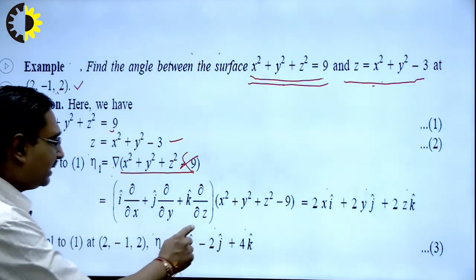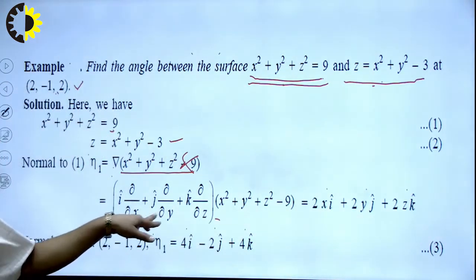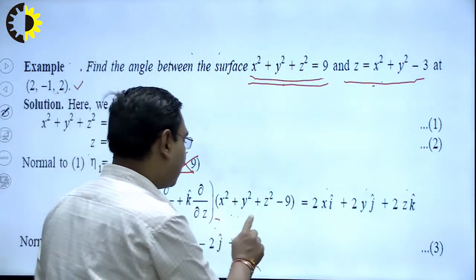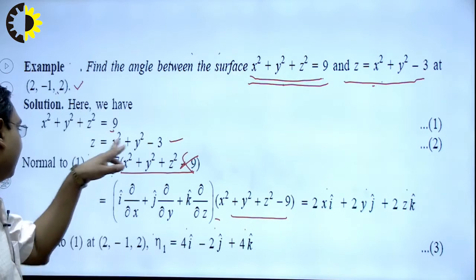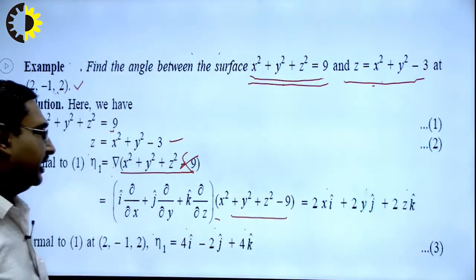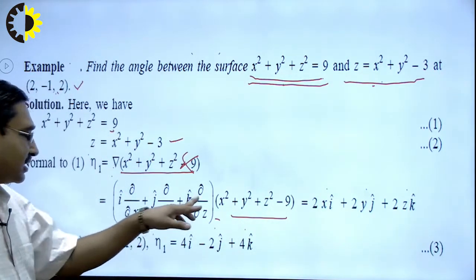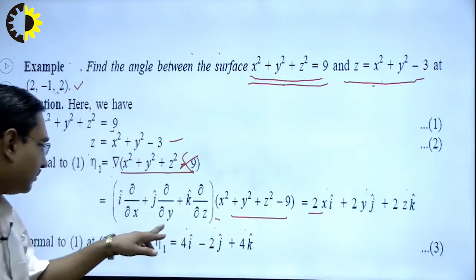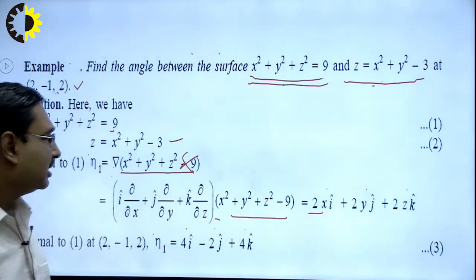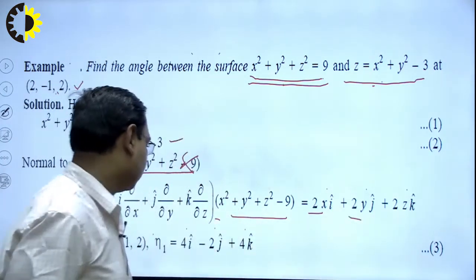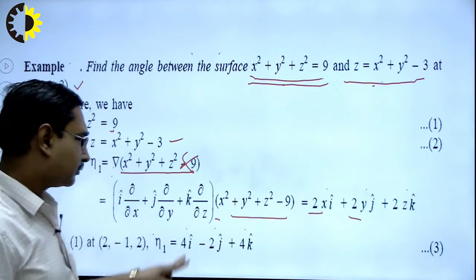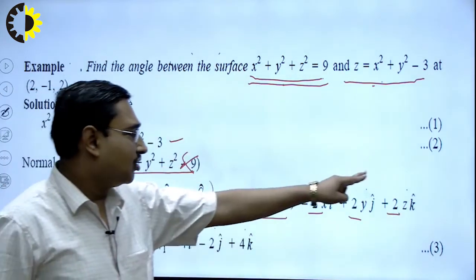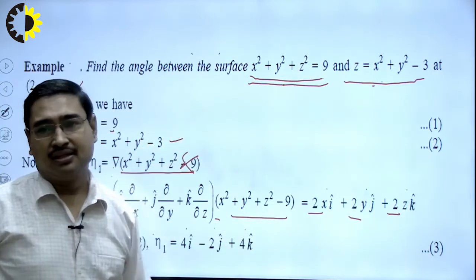This del is being replaced by its expression i del by del x plus j del by del y plus k del by del z times x square plus y square plus z square minus 9, the value of phi. Del by del x operated on this function will give 2x. Del by del y operated on this function will give 2y. Del by del z operated on this will give 2z, and this is the normal vector to this surface.